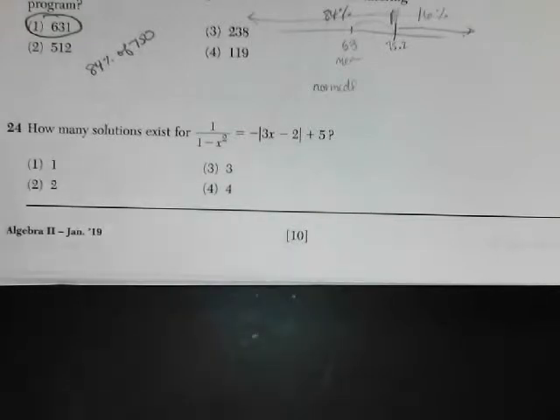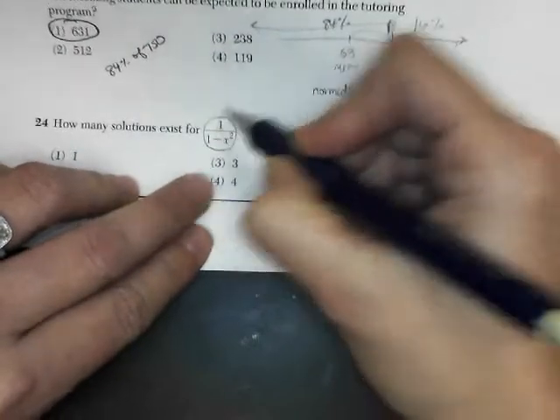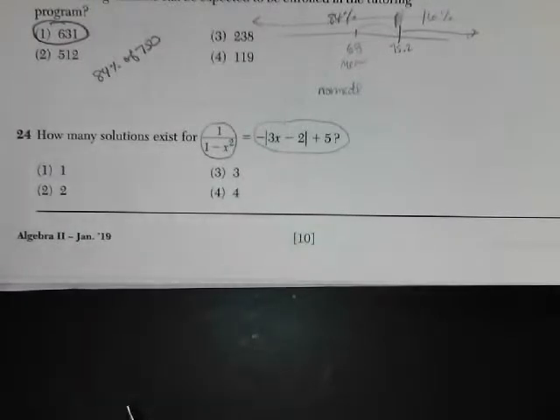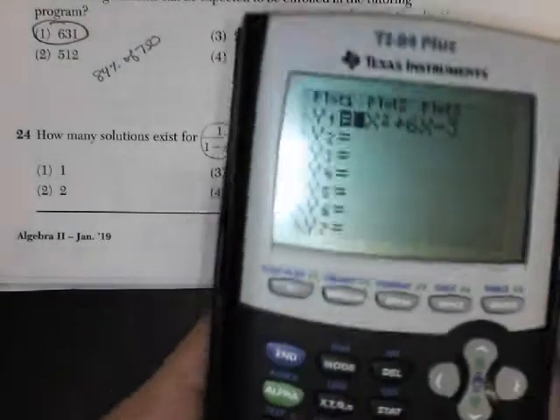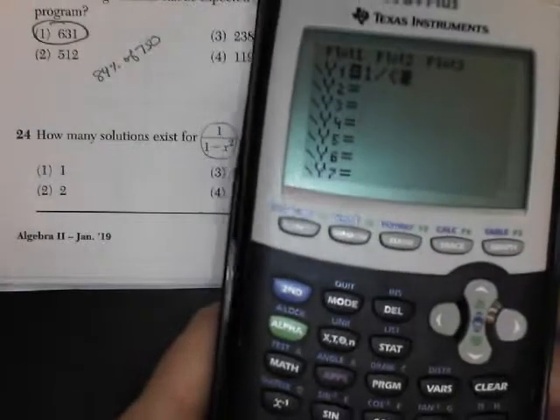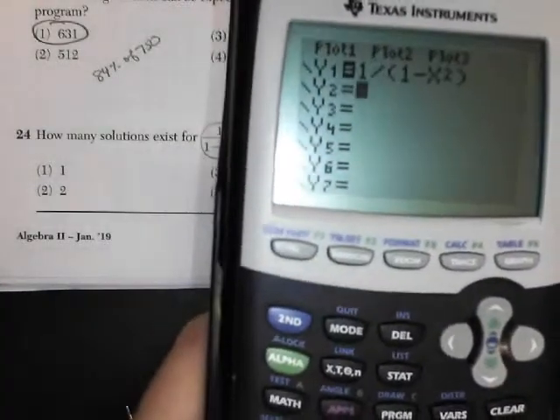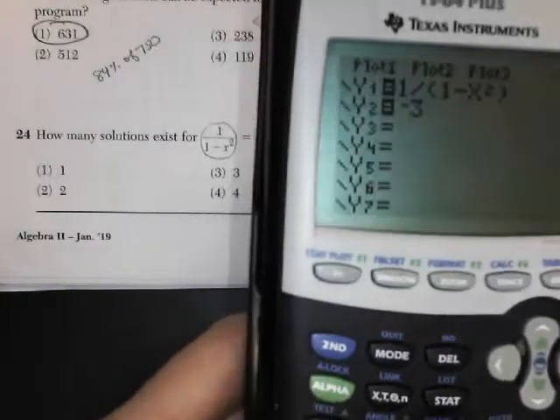So given that this is multiple choice, number 1, and given number 2 that they're just looking for how many solutions, treat it as a system. Plug in this function, plug in this function, and figure out how many times they cross. So, that sounds easy, but sometimes they give you a window, and the standard window is no good.